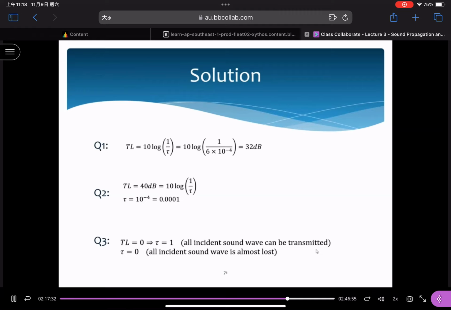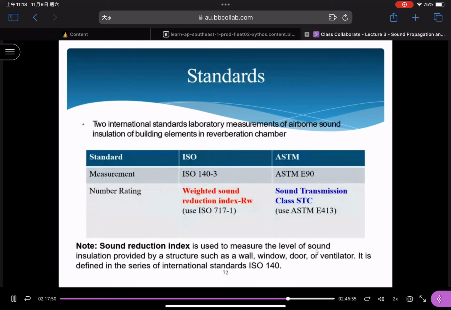Okay, this is just for a single element. If the case, like I explained to you before, is that we have more than one component, you need to find out the overall or the average coefficients first.